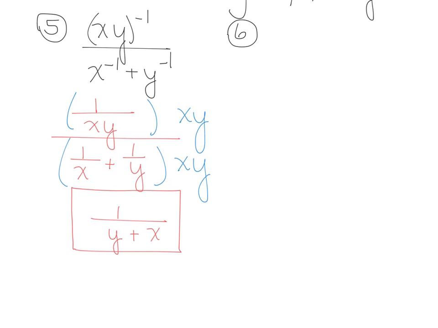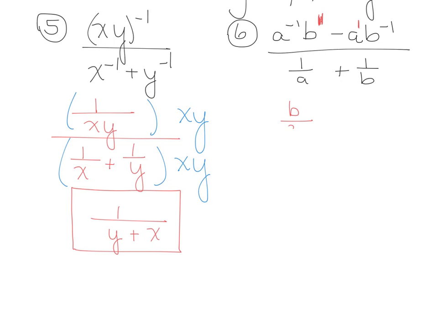Okay, number 6. A to the negative first b minus a b to the negative first all over 1 over a plus 1 over b. Okay, this is where I've seen lots of mistakes. A to the negative first b is a to the negative first, b to the first. Oops, I'm going to make that red. And that's a to the first, b to the negative first. Both variables do not need to move. Therefore, when I rewrite this, it will be b over a minus a over b.